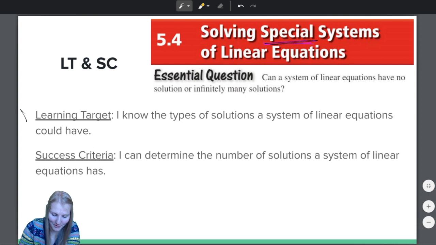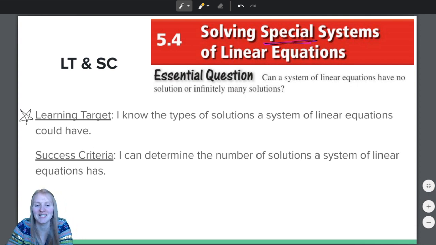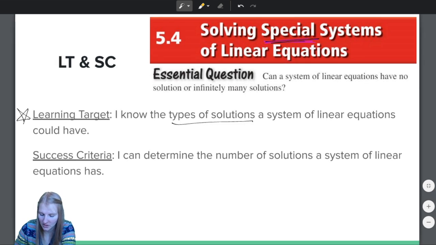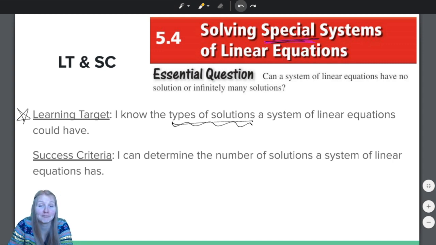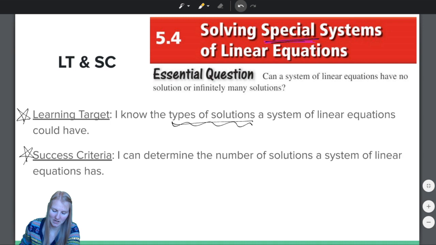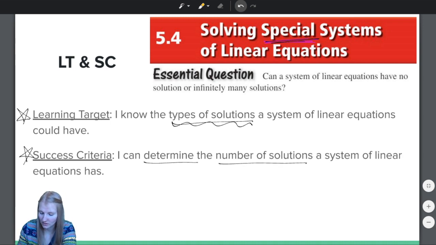So, our learning target for today is I know the types of solutions a system of linear equations could have. So the types of solutions has something to do with whether or not it is a special system of linear equations. And our success criteria is I can determine the number of solutions a system of linear equations has.